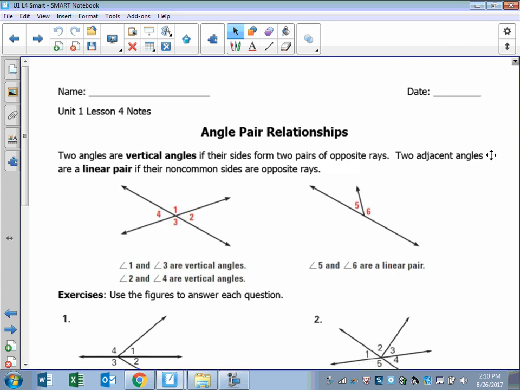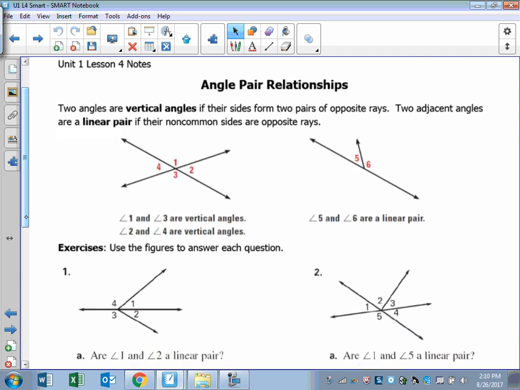In today's lesson, we're going to be talking all about angle pair relationships. There's quite a bit of vocabulary and terminology that you need to get familiar with for this lesson. So make sure you're reading over your notes carefully because I'm not going to go through everything.